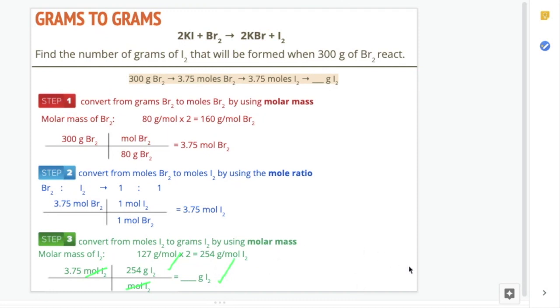I need to do 3.75 times 254. And when I do that, it gives me 952.5 grams.